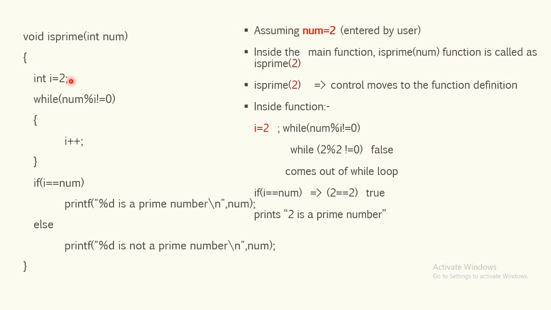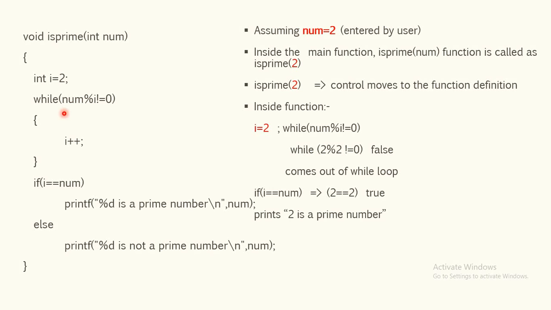We are processing with one variable with the value i equal to 2. We have set it to 2 because 1 is not considered a prime number. We will start checking for prime numbers from 2 onwards. That's why we have set the value 2. From 2 onwards we will start checking whether it is divisible.